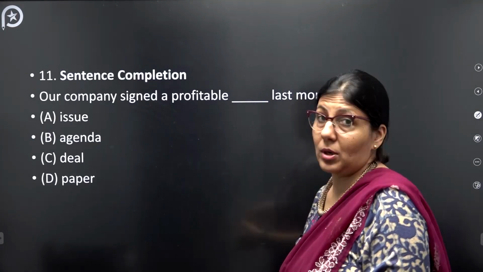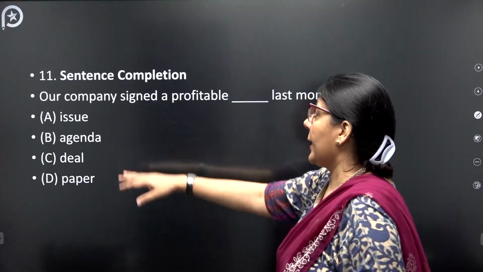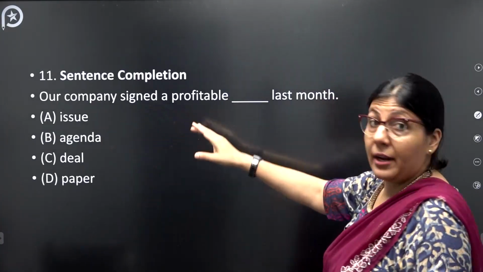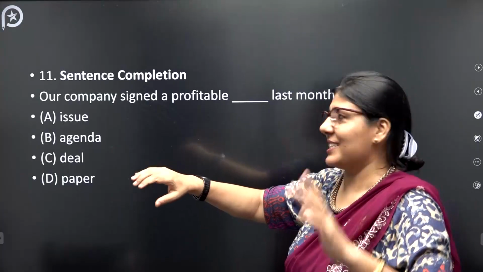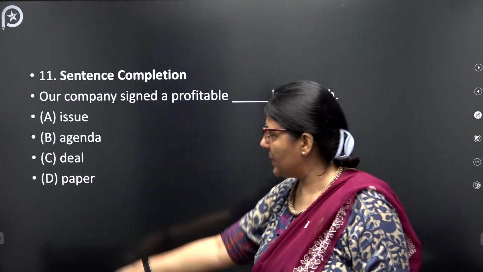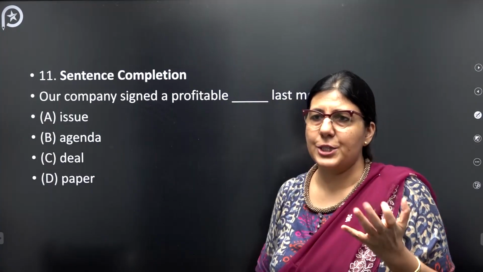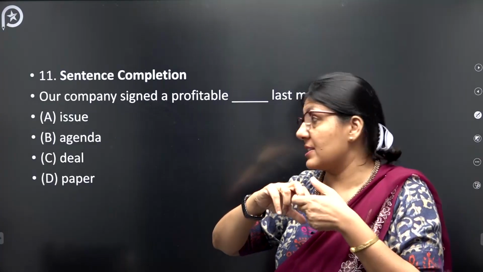And then we are going to talk more about little comprehensions. We can keep doing a lot of examples. I have a lot of examples for all of you. Okay, so our company signed, very good sentence, very important, very interesting sentence. Our company signed a profitable dash last month. 4 options with you: issue, agenda, deal, paper. Now you understand what is an issue, where there could be a tiff between two parties.